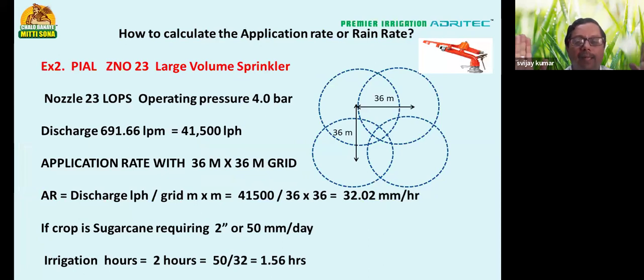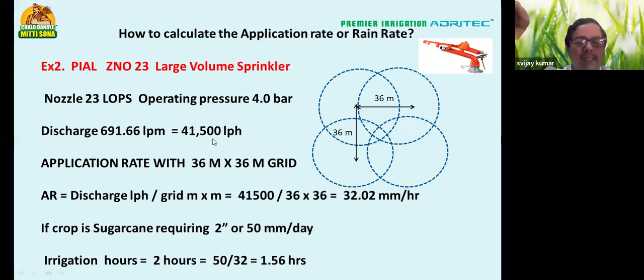Again, the steps will remain the same. The first thing you need to know is the application rate or the rain rate, how much water is being thrown on that area, if I put the rain gun at a 36 meter by 36 meter grid. And what is the pressure required at the inlet of the rain gun? It is around 4 kg or 4 bar. With this kind of pressure rating, each gun, mind you, is going to take a discharge of around 41,500 liters per hour. You can see the discharge is really high.